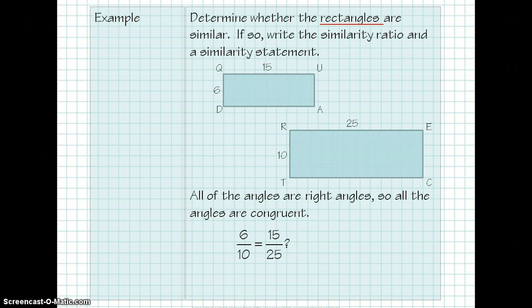Okay, so I check that. Again, I'm going to do my cross multiplication. So 6 times 25 is equal to 10 times 15. 150 is equal to 150. So yay, they are similar. And so my similarity statement would be some arrangement of quad is similar to RECT. And for my similarity ratio, I'm going to take the ratio between the two rectangles and then reduce my fractions. So 6/10 or 15/25, either one of those. Reduce that and you get 3/5.